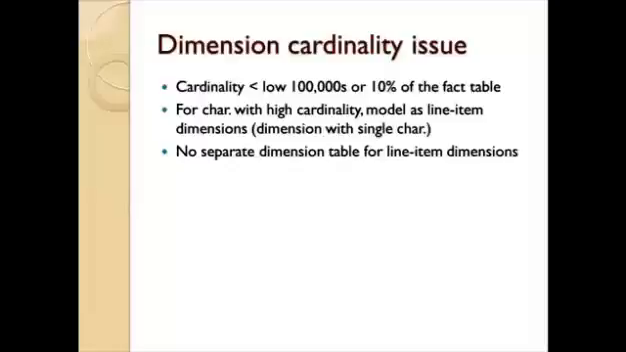In other words, a dimension with just a single characteristic. You don't want to combine that with any other characteristics to make it even bigger. So for those characteristics, there are no separate dimension tables. They are known as line item dimensions because a single dimension contains just one single characteristic, whereas in a regular dimension table you will have multiple characteristics.